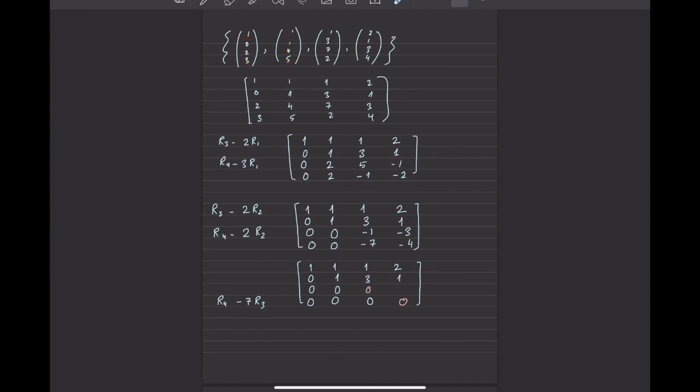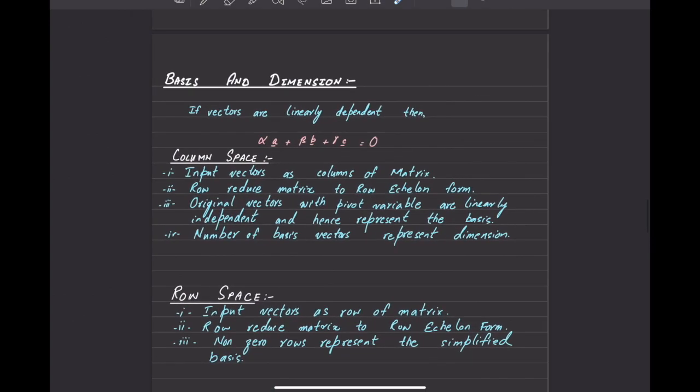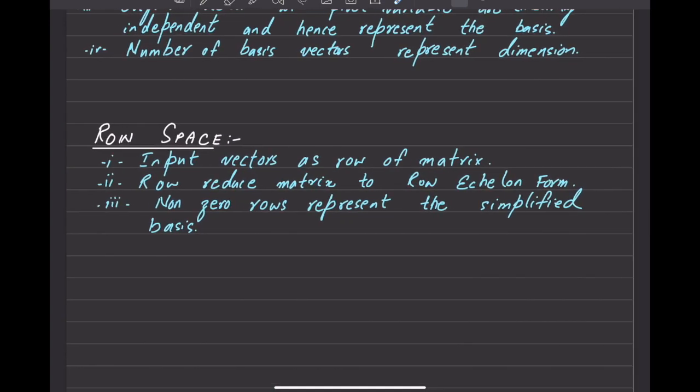But in this particular case, that's not what's happening, and hence you have a four-dimensional vector space represented by these four vectors. Now, the second algorithm that you could use is the row space method to identify the bases and dimensions. When you do a row space, you input the vectors as the rows of the matrix and then again perform the row reduction steps. All non-zero rows should be representing the basis.